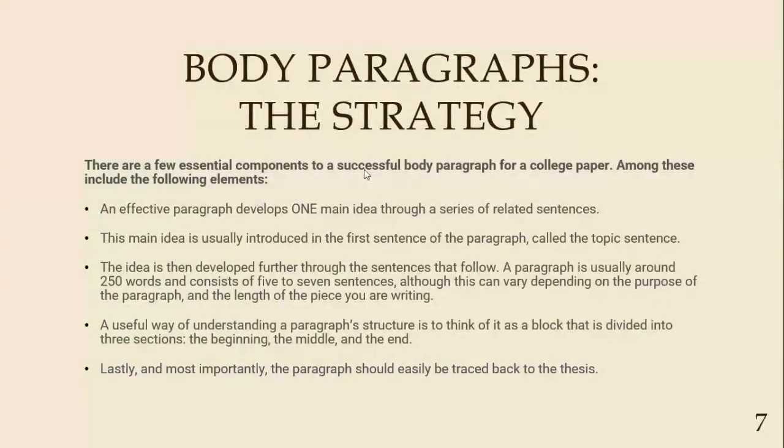Moving on to the body paragraphs. Here is the general strategy that we have. An effective paragraph develops one main idea through a series of related sentences. That main idea is usually introduced in the first sentence, and it's called the topic sentence. A paragraph is usually 5 to 7 sentences. And a useful way of understanding a paragraph structure is to think of it as a block. So we have a beginning, a middle, and an end.